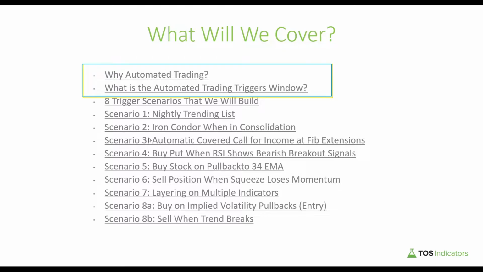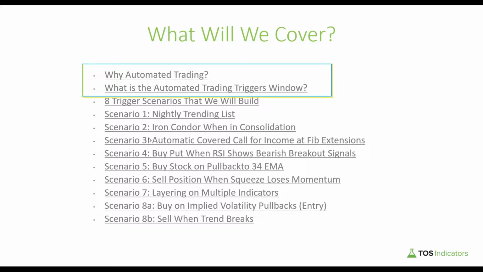The fourth is buying a put whenever we use the built-in RSI, which shows us those bearish breakout signals. Then the fifth one is just going to be buying a regular pullback to the 34 EMA, but using certain conditions. Then scenario 6 assumes you have an existing position that's, say, squeeze based, and sells that position whenever that squeeze is starting to lose momentum.